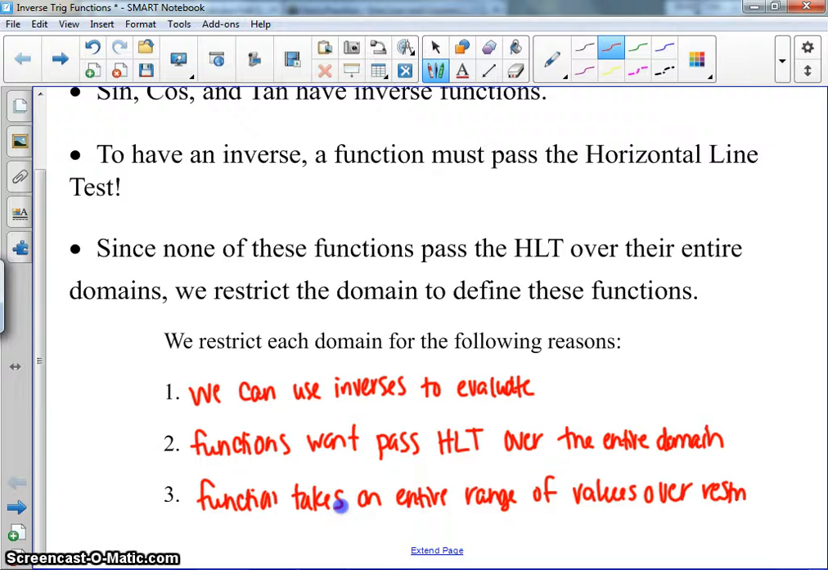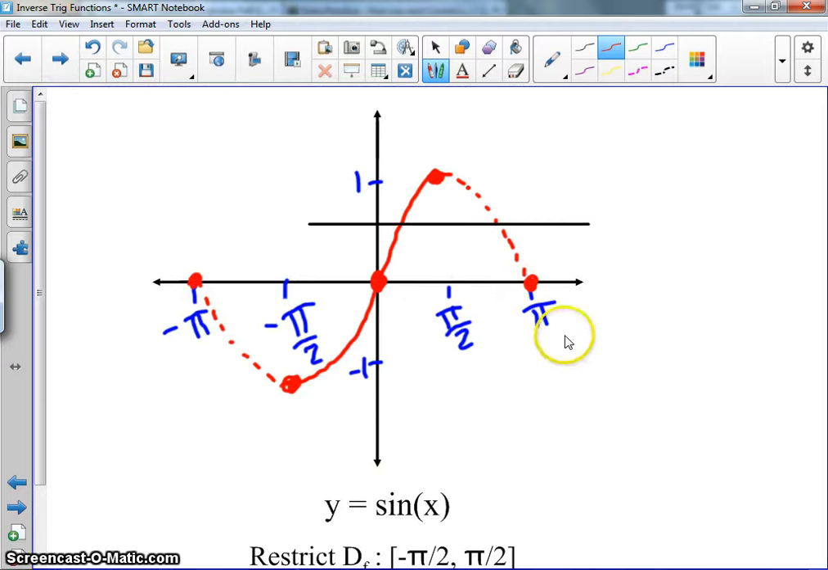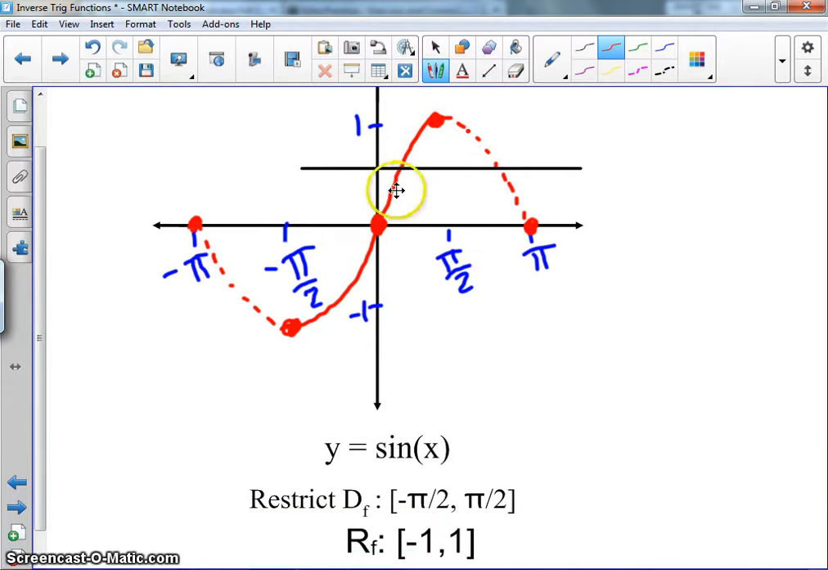Alright, so like we said, we're going to restrict the domains for these functions. So if we looked at this sine function, it would definitely not pass the horizontal line test if I looked at the whole thing. But if I take only this solid portion right here of this sine function, then that would mean I would restrict this to only looking at negative pi over 2 to pi over 2. And so the reason that we're going to take these specific values, negative pi over 2 to pi over 2, is because our function takes on its full range of values right here.